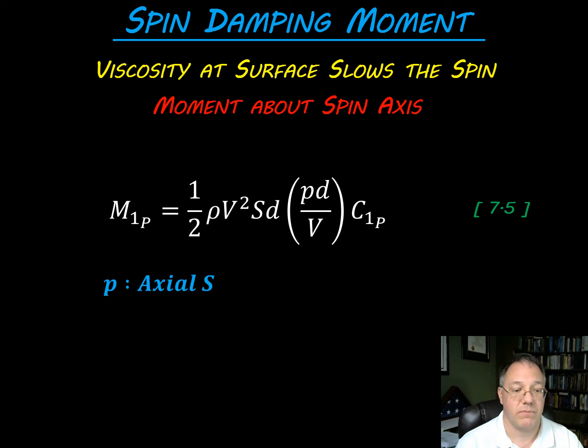All right. Now to go over what some of these things are, we've got this P term in here. That is the axial spin in radians per second. So how fast we are spinning is one of the factors here that affects this, along with our viscosity and velocity and presented area and all that other stuff that we've been dealing with before.